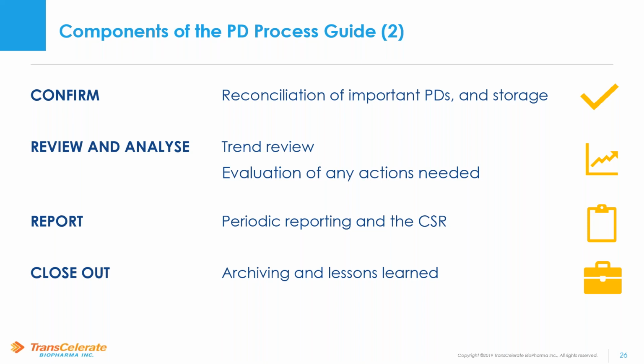Okay, finally, reporting. There's a variety of periodic reporting that may need to be done on a local level. For example, some local IRBs have particular requirements about reporting. There may be local health authority requirements that you need to provide reporting for. That's fine. In the CSR per ICH E3, important protocol deviations are included.